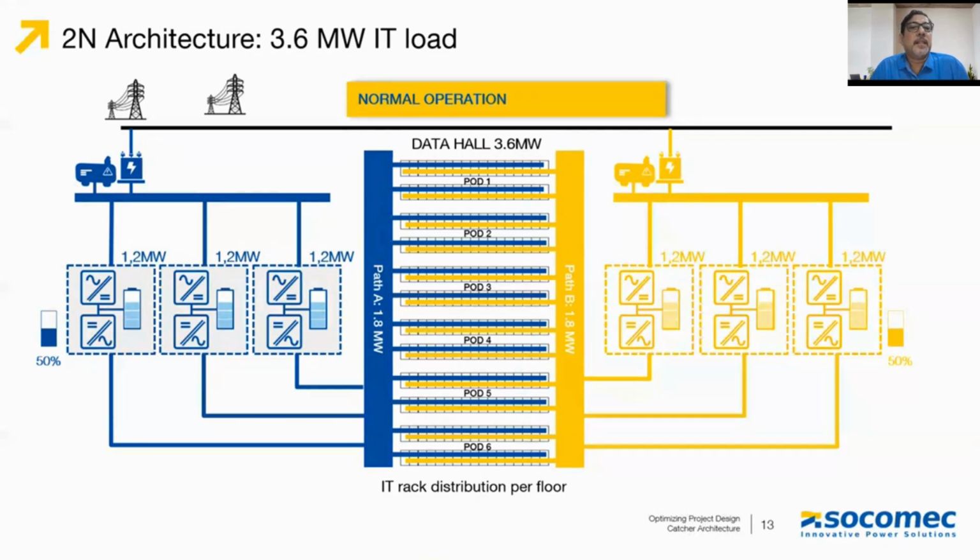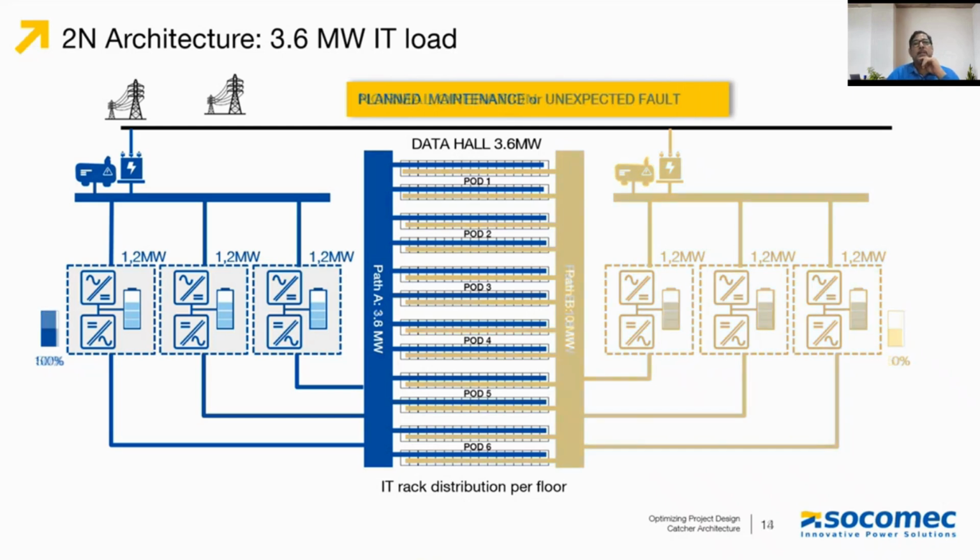That is, it's an example of, say, a 3.6 megawatt data hall. So you need two blocks of 3.6 megawatts on either side, I mean, for establishing the uninterrupted power supply setup here. So this is what is required normally. We take an example of this 3.6 megawatt IT load and a 2N architecture.